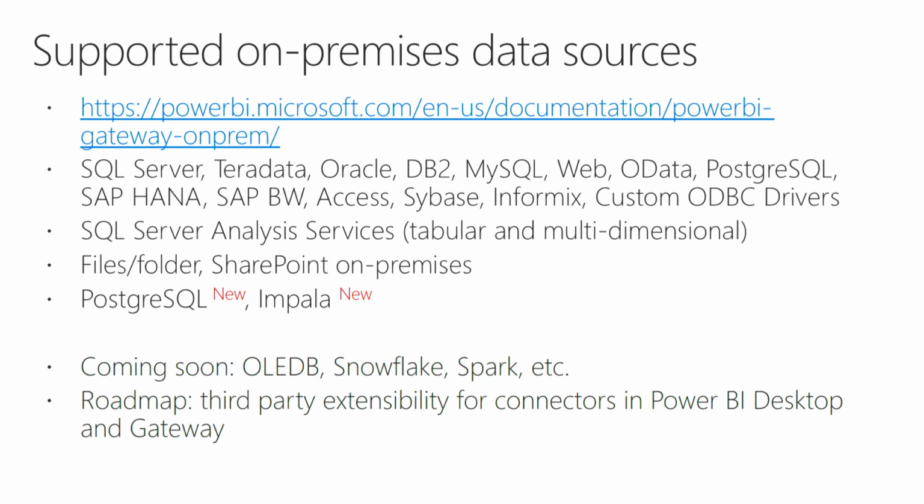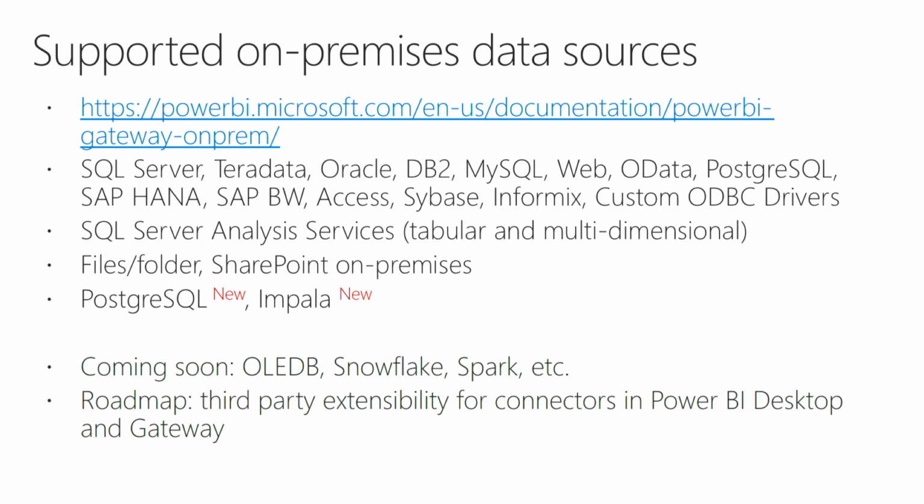So from a list of supported on-premises data sources, we have the full list in our documentation, but to list them out here, we have SQL Server, SSAS, Web, OData, Postgres, and SAP HANA, and the list goes on. I just wanted to call out the two latest data sources we've added, which are Postgres and Impala.